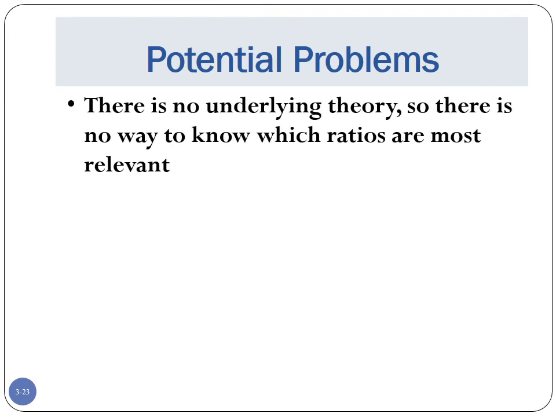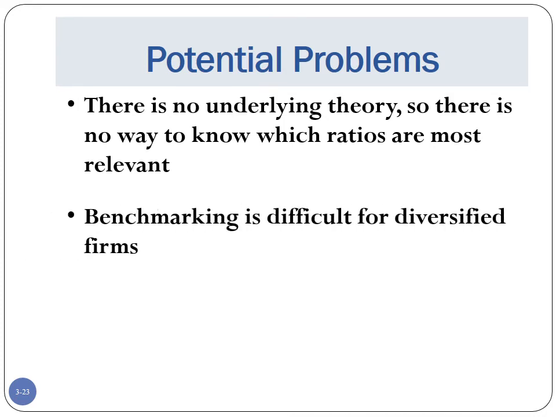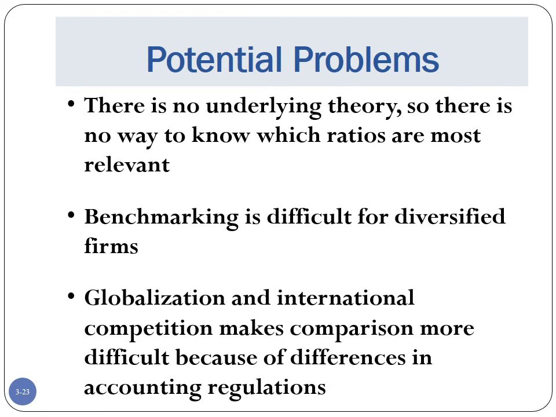There are some problems, however, with ratio analysis. Remember that there really is no single underlying unifying theory, so there's no way to know which ratios are the most relevant based on a particular organization's goals. Benchmarking is difficult, especially if you're a diversified corporation in 5 or 6 lines of business. And really, the accounting regulations are widely different throughout the world. So globalized companies and international comparisons are confusing at best and usually impossible, because there are just so many different ways that the accounting information, financial information, is handled.